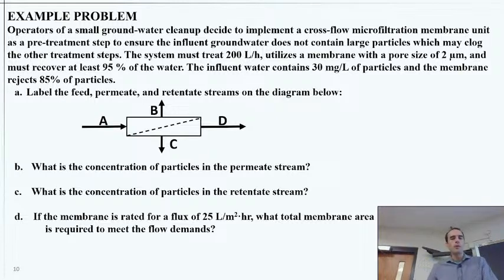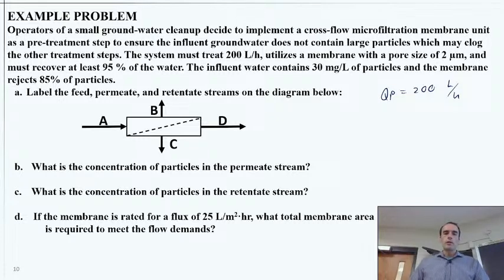So this one says operators of a small groundwater cleanup decide to implement a cross-flow microfiltration membrane unit as a pretreatment to make sure that it doesn't contain any large particles that can clog the next treatment. The system must treat 200 liters per hour. When it says it must treat that much, that means we're probably producing that much, right? That's a little bit vague, but I would say that we have to treat that amount. So QP should be that 200 liters per hour.